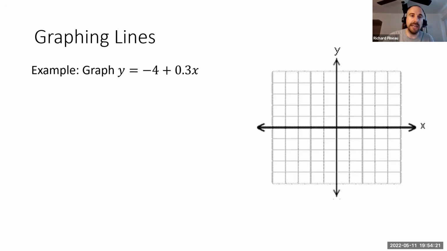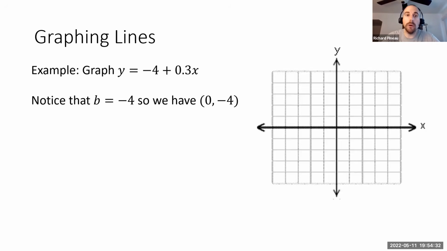So let's look at a simple example. If we have the graph, y is equal to -4 plus 0.3x, we wish to graph this particular equation, we notice that b is -4, so we have a y-intercept of (0, -4). So I'm going to go ahead and plot that point. In this particular instance, the x-coordinate is 0. This means I don't move left or right. So I'm still locked in at 0. So I'm right along the y-axis. Then I have to go 4 units down for -4. So I'm going to end up right here.